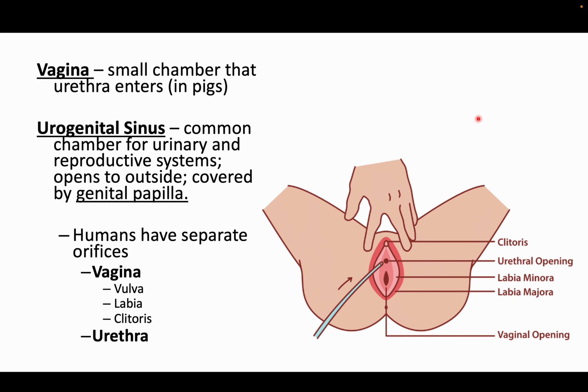In women, there are two separate openings for the vagina and the urethra. So this is the urethral opening here, and then the vagina is its own separate opening. And the vagina is usually covered by the labia, which are the lips of the vagina. You also have the vulva as well, and then the clitoris right here. So this is the difference. So you can see there are some main differences between the woman's reproductive tract and the pig's reproductive tract.